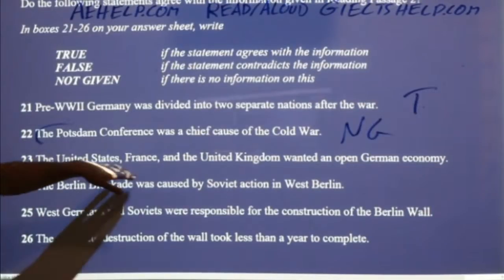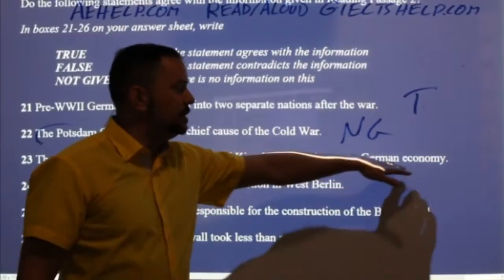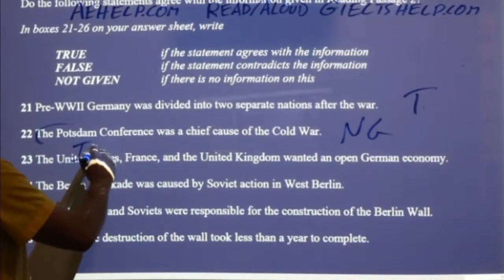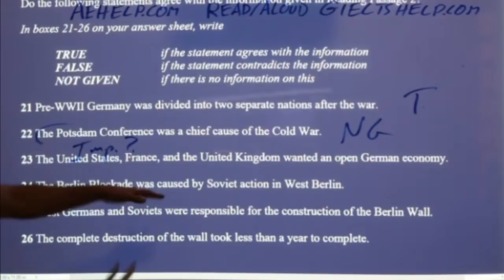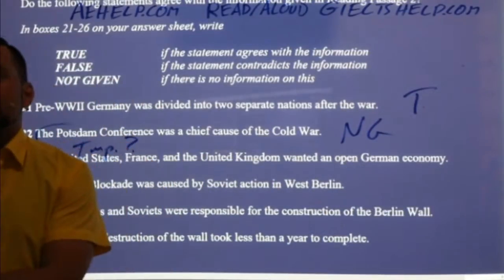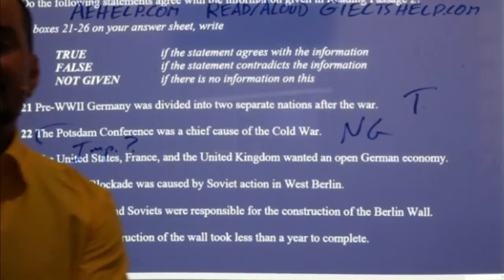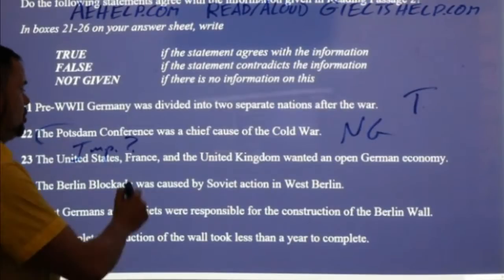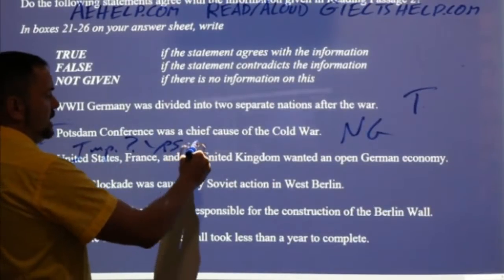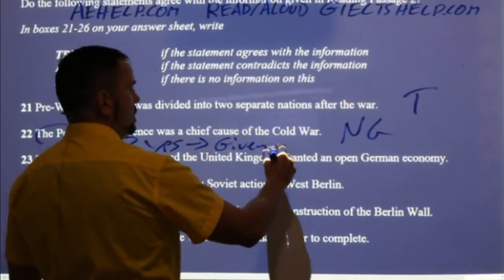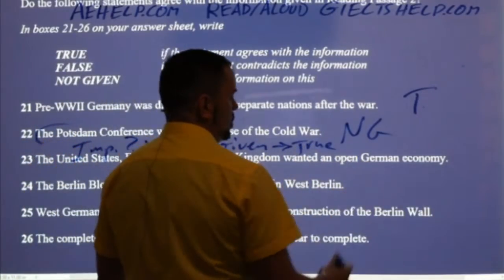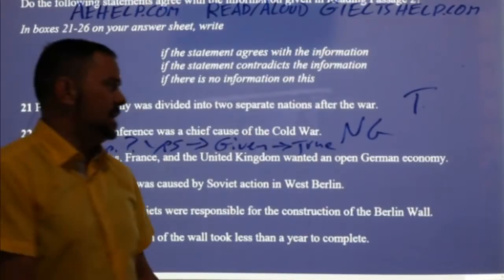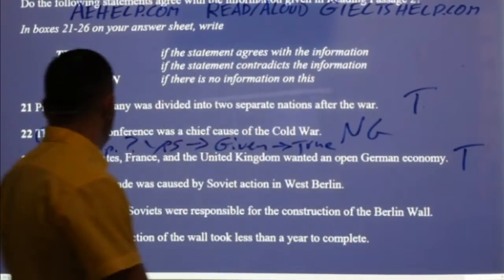The United States, France, and the United Kingdom wanted an open German economy. Is that important? So, important? What Germany, France, United States wanted for the economy of the Germans? Is that important to this passage of Germany and Berlin? Yeah, it's important. Of course, we clearly read about that. So it's definitely given. And then you can ask, is it true? So is it true that United States, France, United Kingdom wanted an open German economy? Yeah, it's true. Good for you. So you got that.